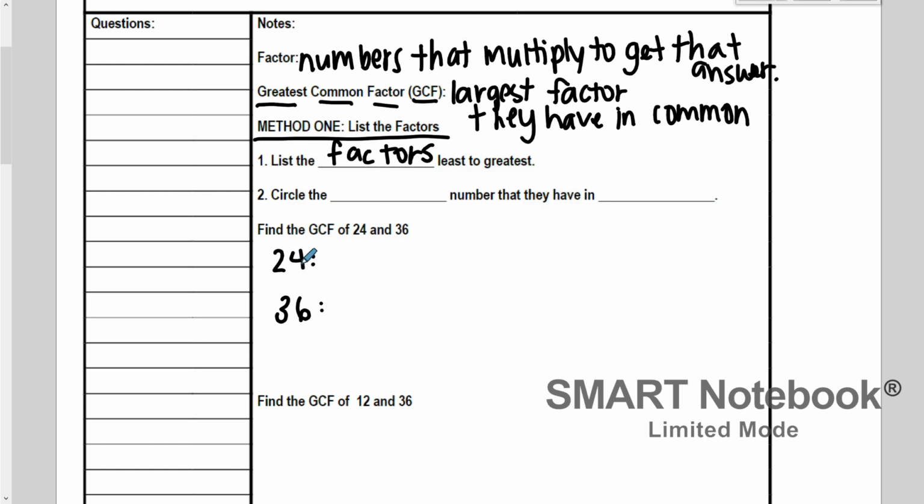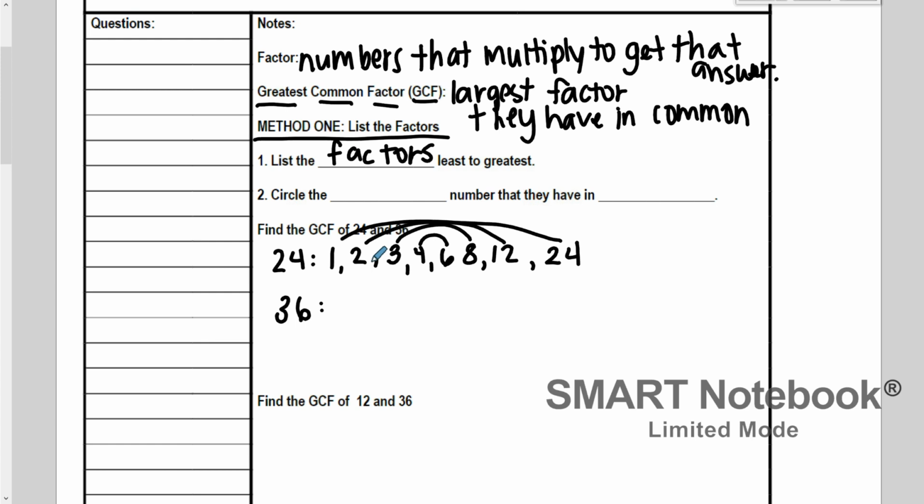So one factor pair of 24 is 1 times 24. Those multiply together to get 24. Then we'd have 2 and 12. Those multiply together to get 24. I'd have 3 and 8, and then I would also have 4 and 6. You don't necessarily have to draw those lines to connect them, but that's how I like to list my factors, as factor pairs. That way I don't miss one out.